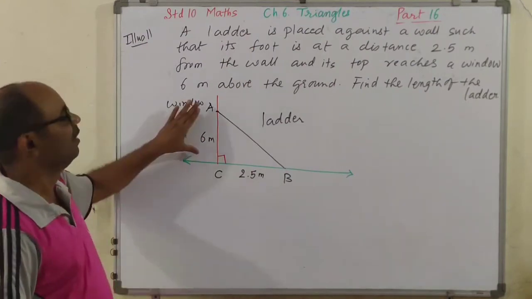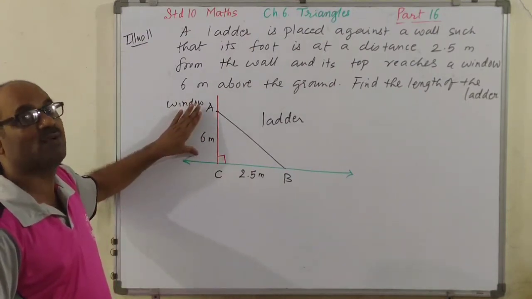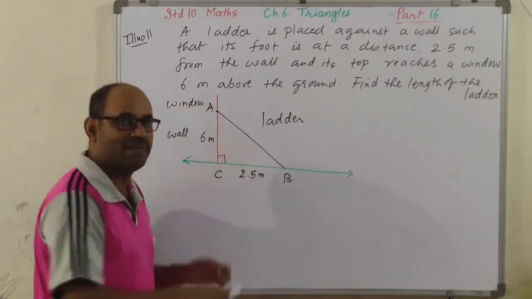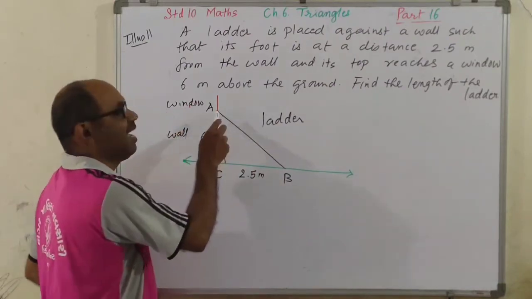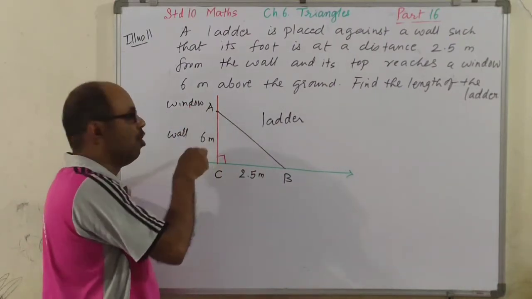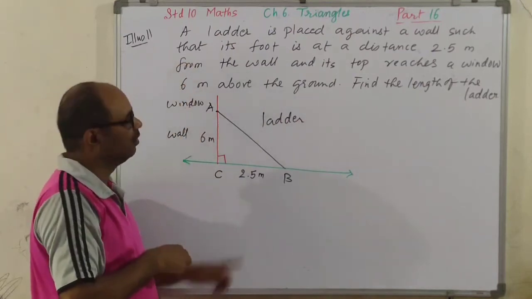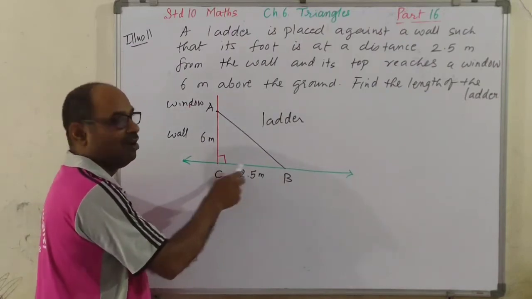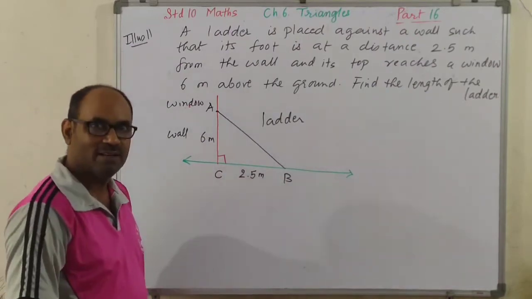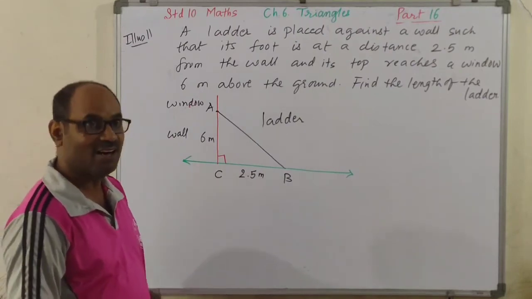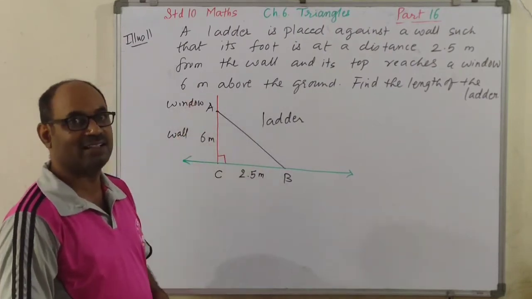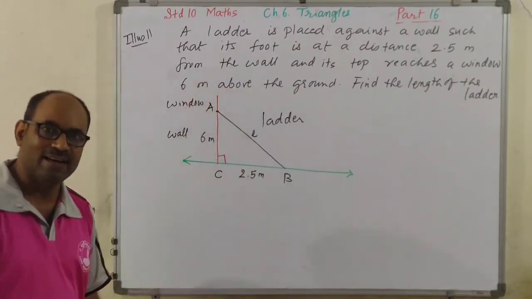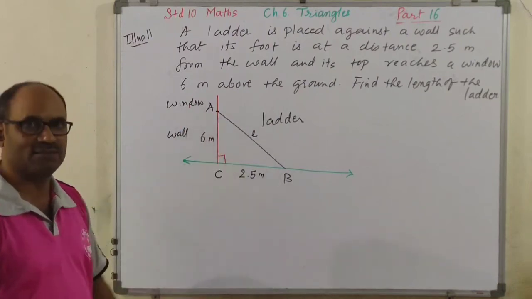I'll explain again. The red segment represents the wall which stands erect to the floor or ground. The black line segment represents the ladder where A, the top, touches the window which is 6 meters above the ground. The foot of the ladder B is how far from the base of the wall? 2.5 meter. You are supposed to find the length of the ladder. What in the figure represents the length of the ladder? AB. Let me call it L, small letter l, the real number representing the length of the ladder.